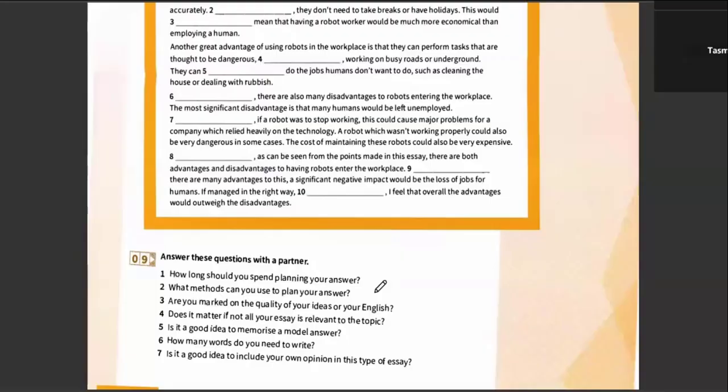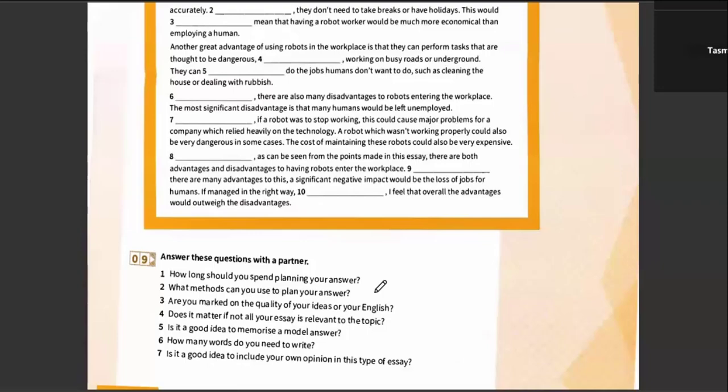You're very correct that the quality of the ideas does not really matter much here, but the English that you're using to express those ideas, that is what actually matters here. That is what the examiners will judge you for. Now, number four, does it matter if not all your essay is relevant to the topic? Yes, it matters because all of my essay should be relevant to the topic.